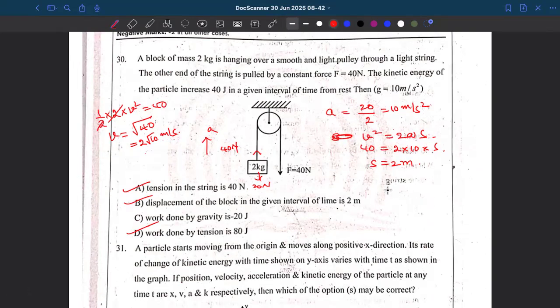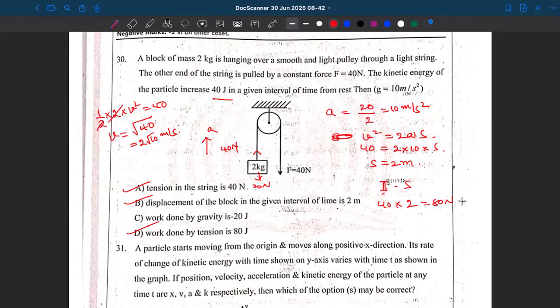The work done by tension, you said the kinetic energy of the particle increases by 40 joules. Work done by tension is tension into displacement, 40 into 2, 80 joules. What you people usually do is take the change in kinetic energy, but that is wrong, because that is the net work done. Work done by tension is 80 joules, whereas work done by gravity is minus 40 joules. Net work is 40 joules.